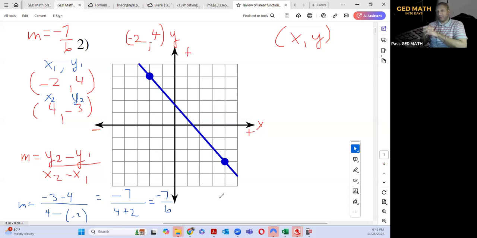Look how much longer the second one took us. So if they ask you to find a slope from a graph using rise over run, they give you 2 points. You got to plug into this formula that's on your formula sheet. You should know this formula like the back of your hand.